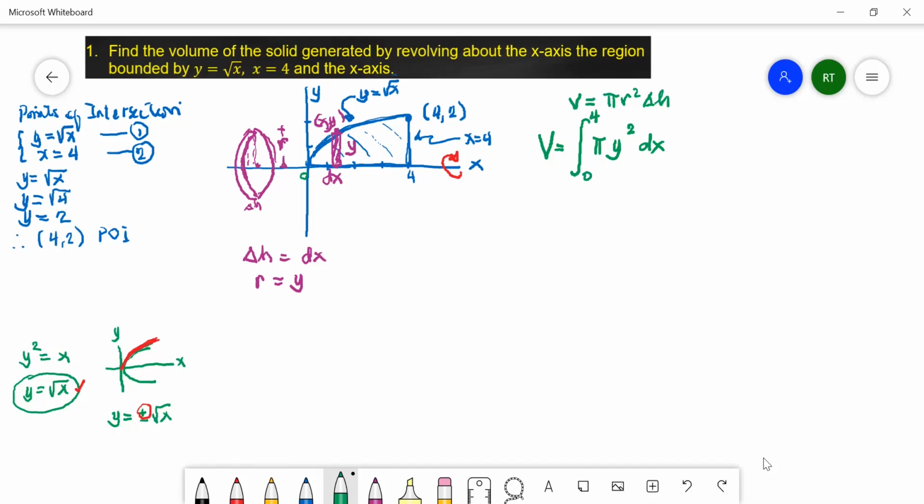And if we will evaluate the integral, of course, we cannot do it yet since the variable of integration is x and the integrand is in terms of y. Hence, we have to replace or express y in terms of the variable of integration x, so that it will give us volume is equal to the integral from 0 to 4. And since y is equal to square root of x, then y squared is equal to x.